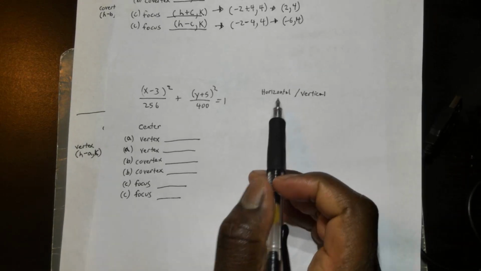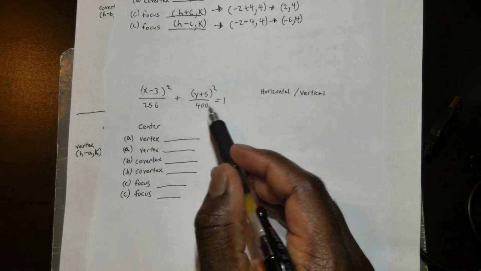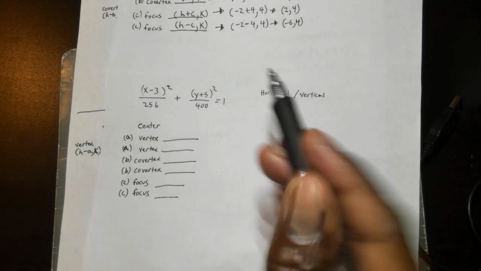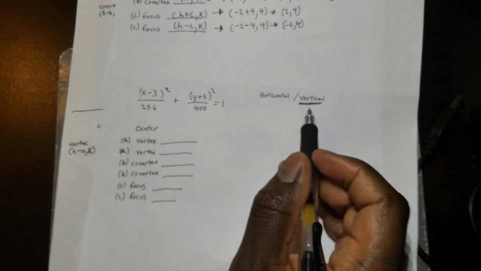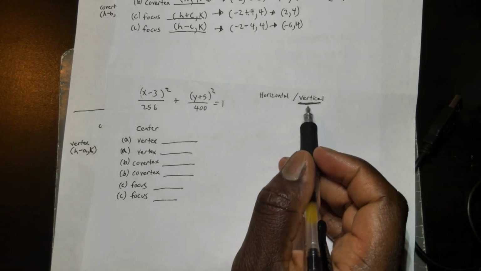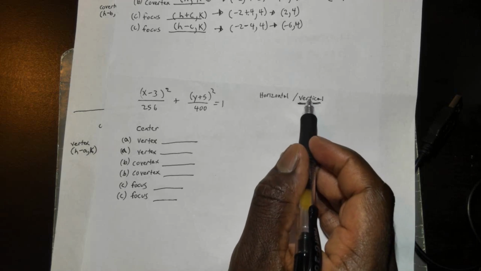Alright, so what do you think? Is this horizontal or is this vertical? Notice that the larger number is underneath the y. That's going to mean that it's vertical. And if it's vertical, when we get the center, will the x change or will the y change? Remember that vertical is up or down, that's a y change.